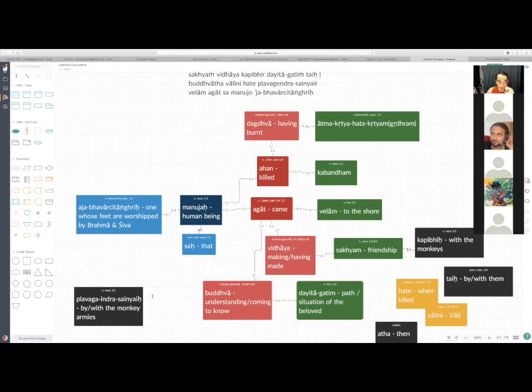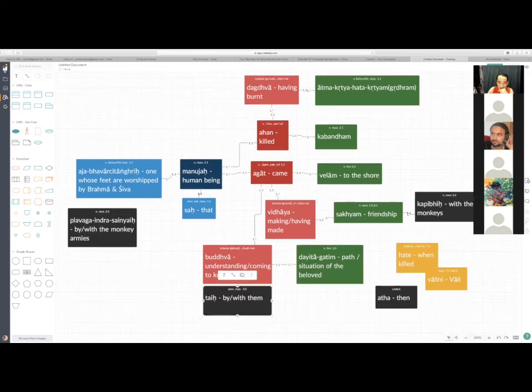So what's the usage of tritiya here? Saha, along with? Along with is possible, but I would suggest the karana, instrumental. Okay, so Rama understood through them; they served as an instrument because he sent them around to search.